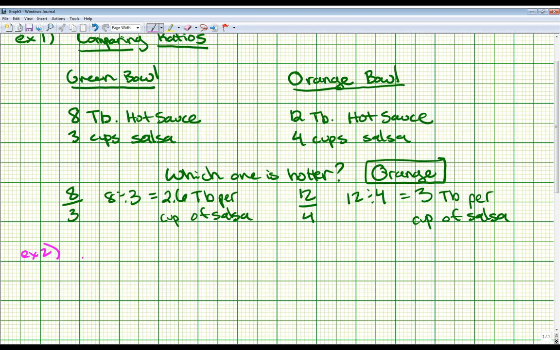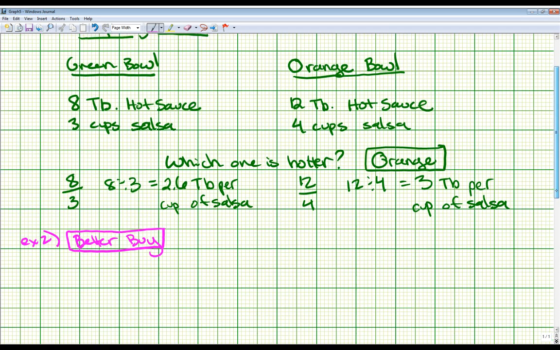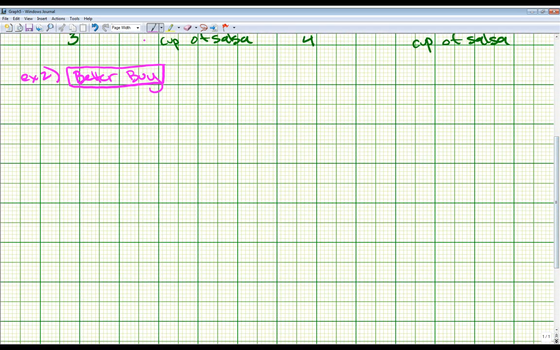So writing down what they give us, we want to know which one is the better buy. I'm going to underline or box that in because you're probably going to have something on your unit test that's going to ask you about better buy. So you're going to want to look back at this question when you're trying to figure that out. And we're looking at dog food on this one.